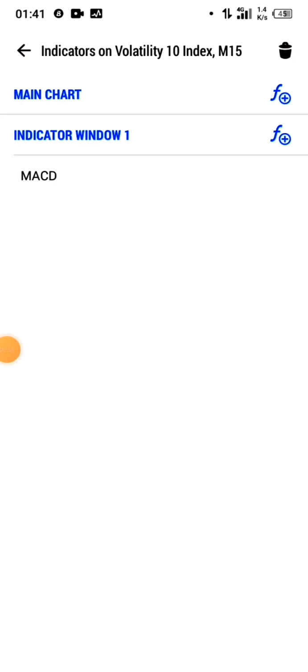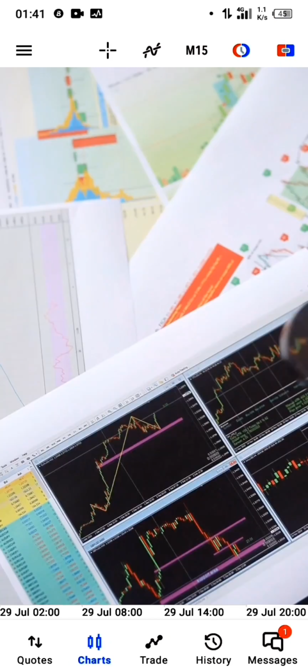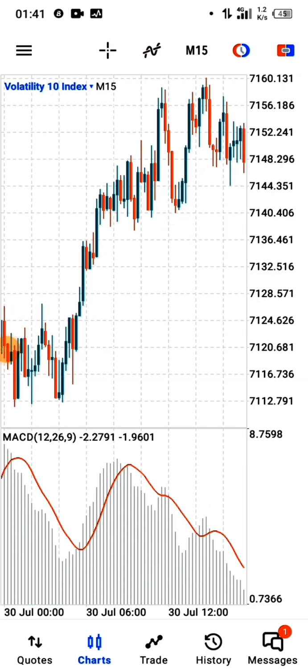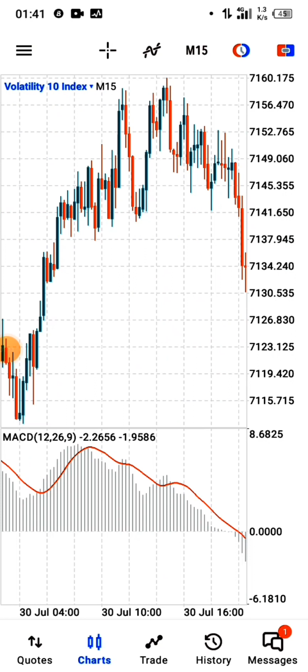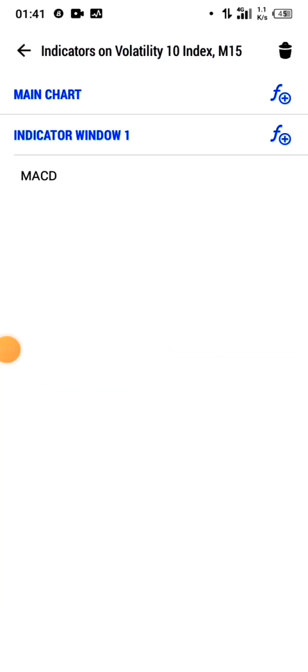Then click done. After clicking done, I don't like my chart looking just like this. I want my entries to be very clear, especially for you guys who are not yet used to how you enter using this strategy. I'm going to be inserting another indicator: the moving average on top of the MACD. What do you have to do to insert the moving average on top of the MACD? You have to press here where it says indicator window. Don't press main chart, press indicator window.